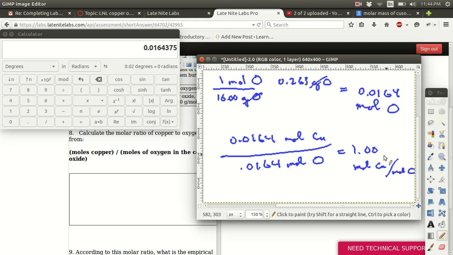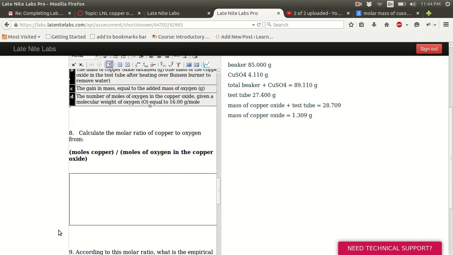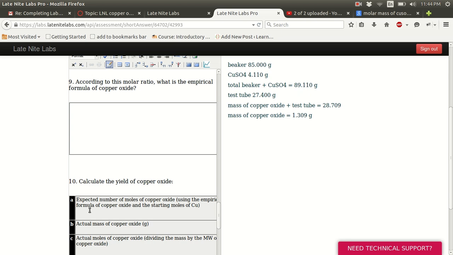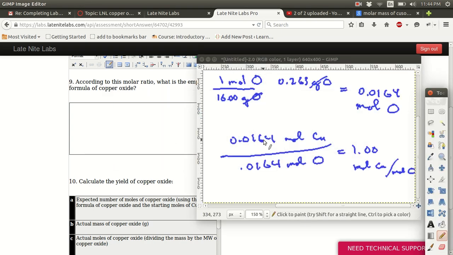Okay, so that mole ratio is just 1. Now, how do you get the empirical formula? Let me show you how to get the empirical formula one more time.